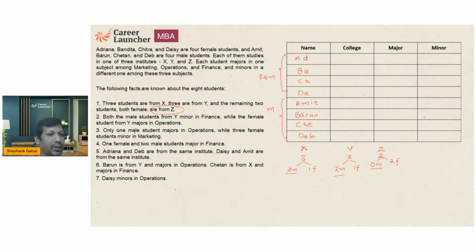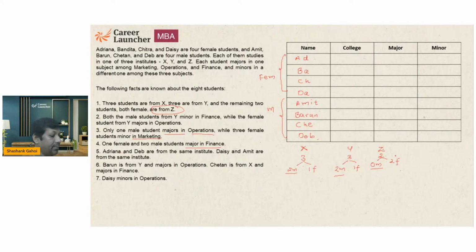Only one male student majors in operation, while three female students minor in marketing. Okay. One female and two male major in finance. Okay. Now, Adriana and Deb are from the same college. So male and female are from the same college, meaning Adriana and Deb. Adriana is female, Deb is male, and both belong to the same college.